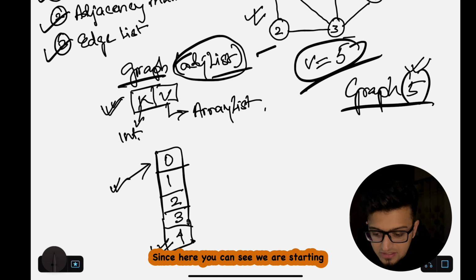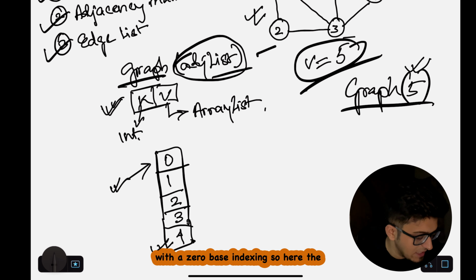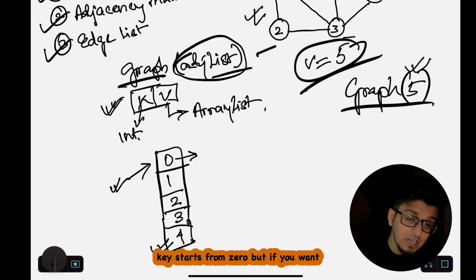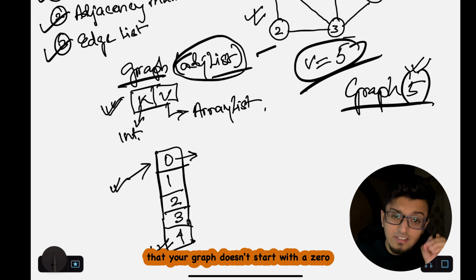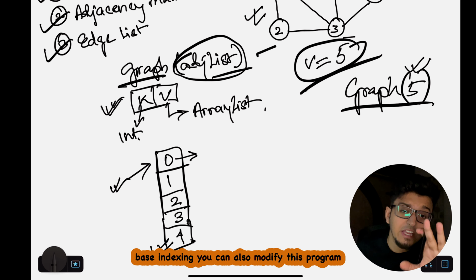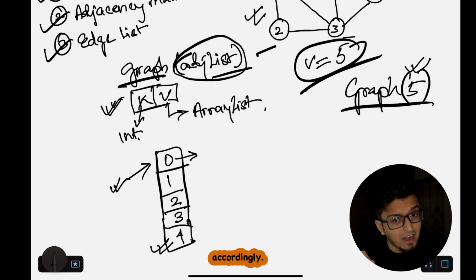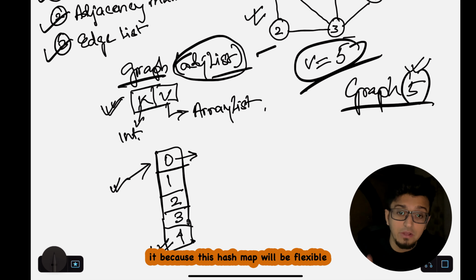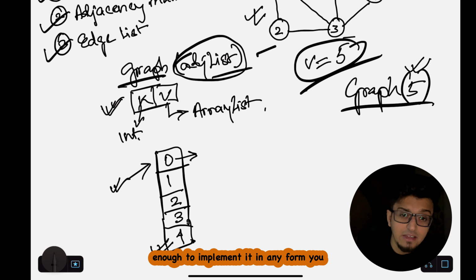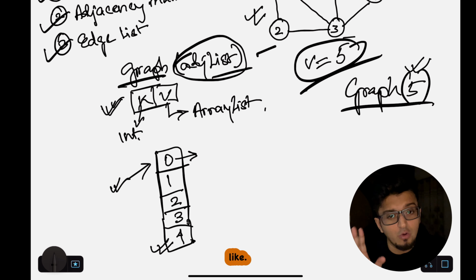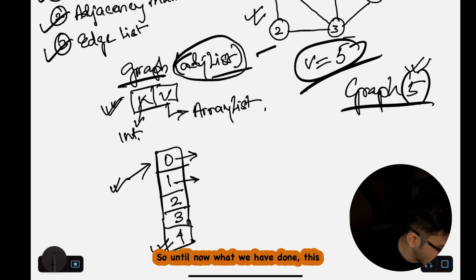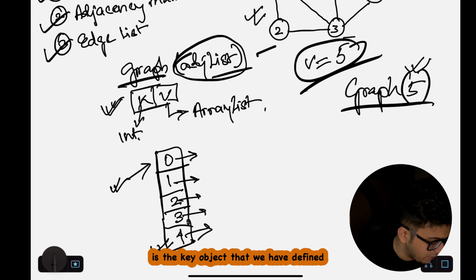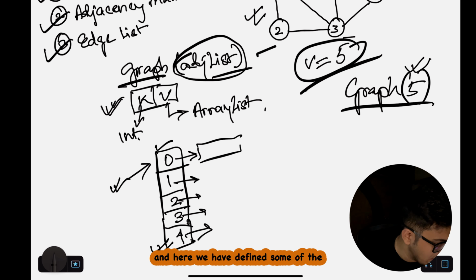Since we are starting with zero-based indexing, the key starts from 0. But if you want your graph not to start with zero-based indexing, you can modify this program accordingly. I will also show you how to do it, because this hash map is flexible enough to implement it in any form you like. So until now, this is the key object that we have defined, along with some empty array lists.